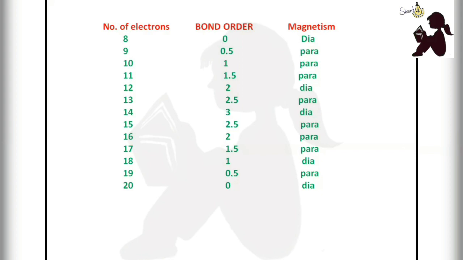But there are two exceptions in this table. First is our 10. You can see it's an even number of electrons, but its magnetism comes paramagnetic. Also there is 16, it is also even, but its magnetism comes paramagnetic. If we just take these two exceptions, all the other magnetism is just like that. If the number of electrons is even, it comes diamagnetic. If the number of electrons is odd, it comes paramagnetic.